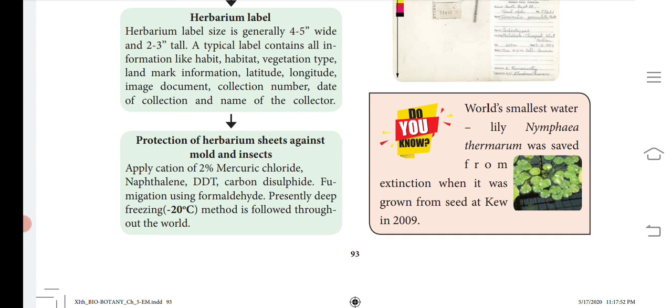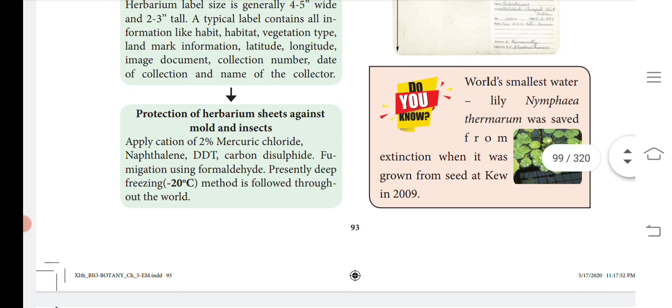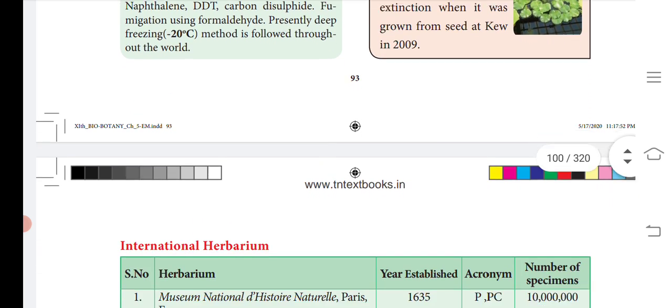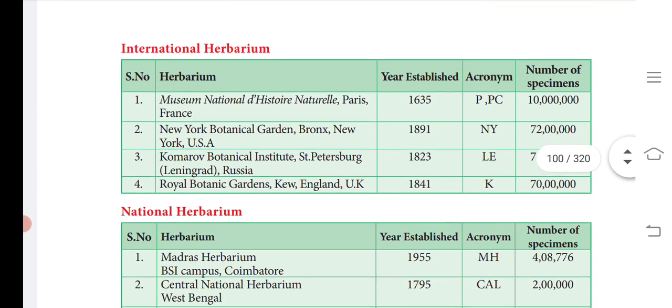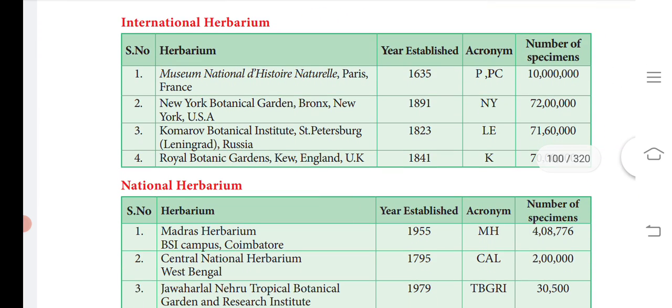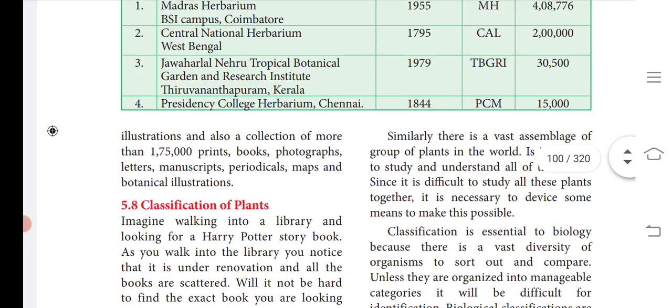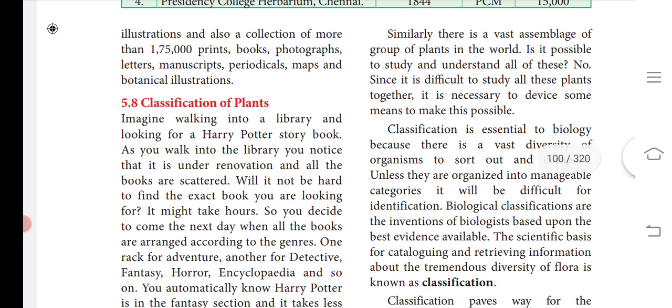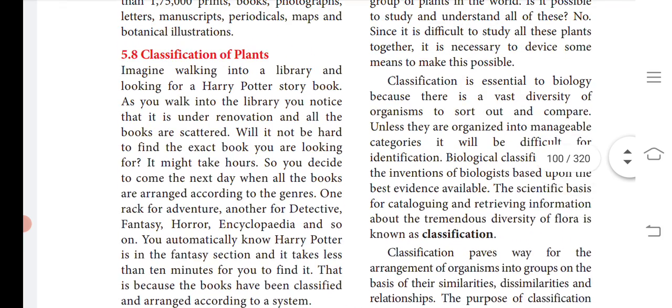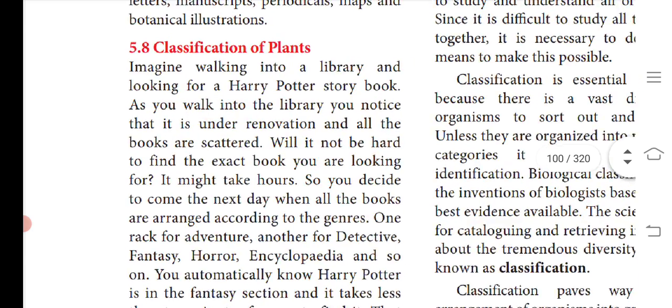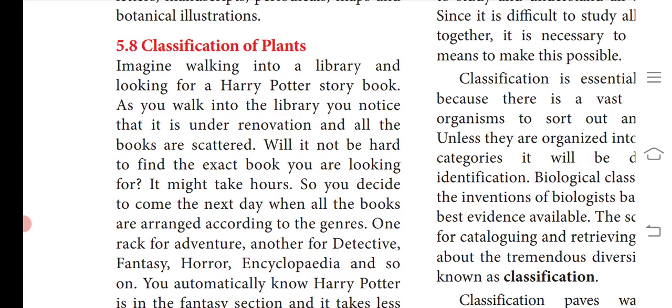So, fumigation: what does the word fumigation mean? It is like producing vapor. Once you allow the specimen to stay in that vapor, it will get dried up and it will not allow the fungus to grow. Then, international herbarium names are given, along with the number of specimens. Then, coming to classification of plants, we will learn that in the next class, that is 5.8.